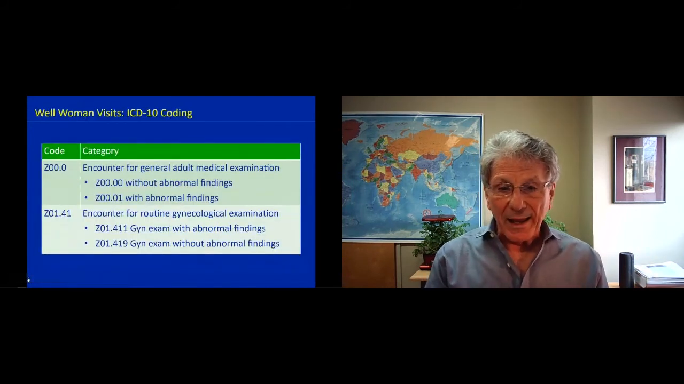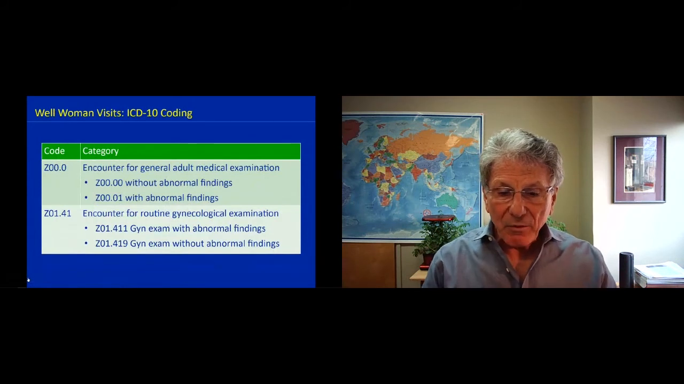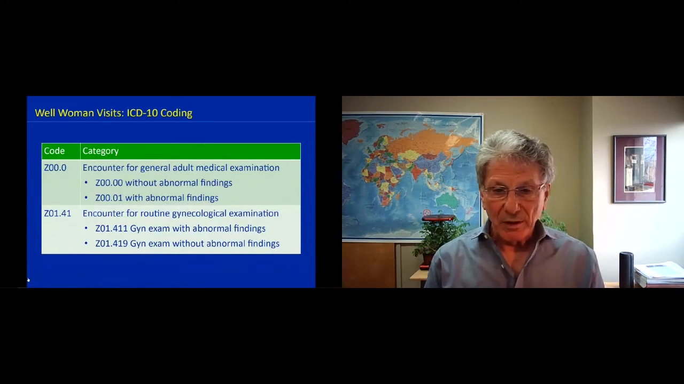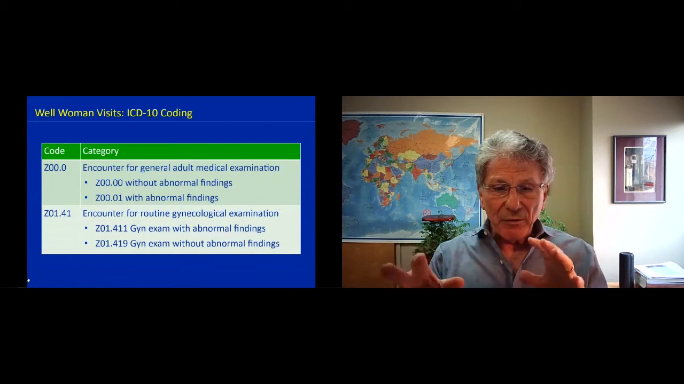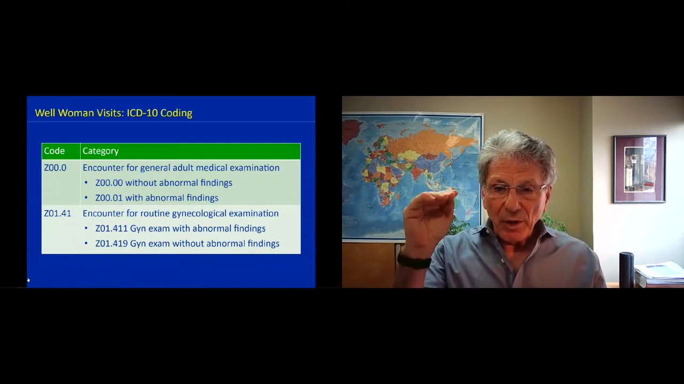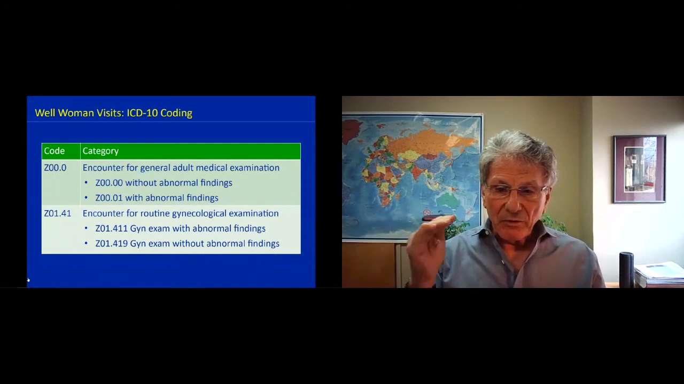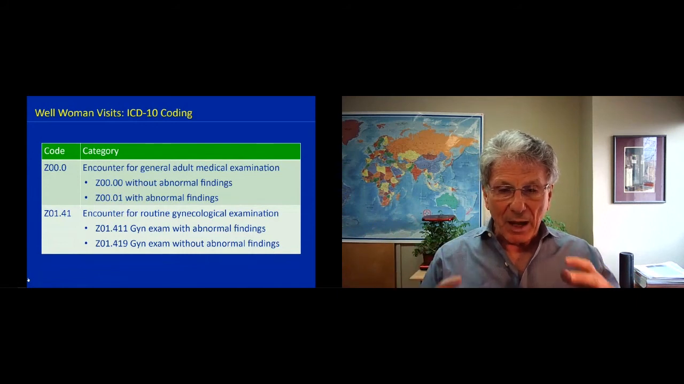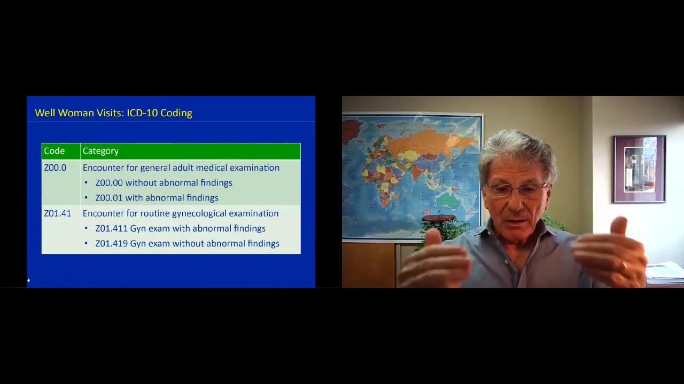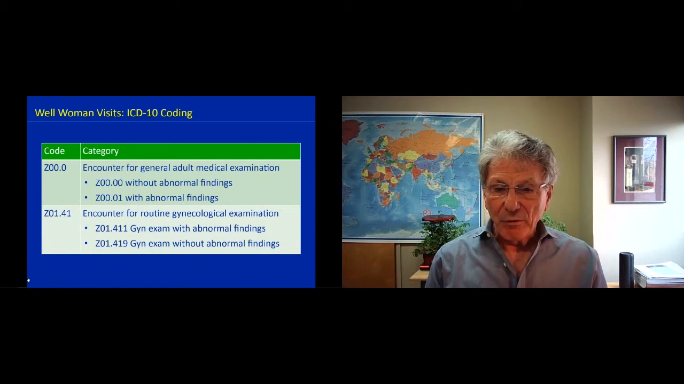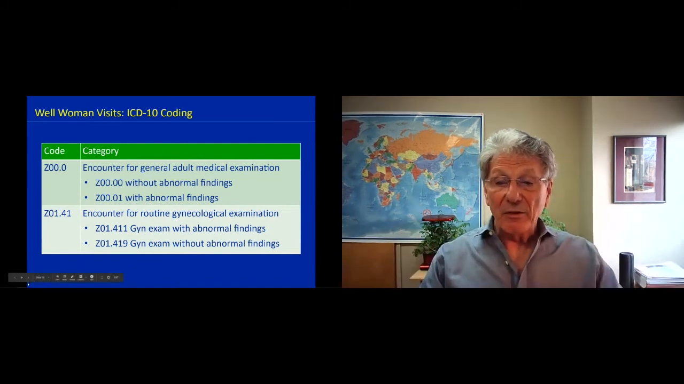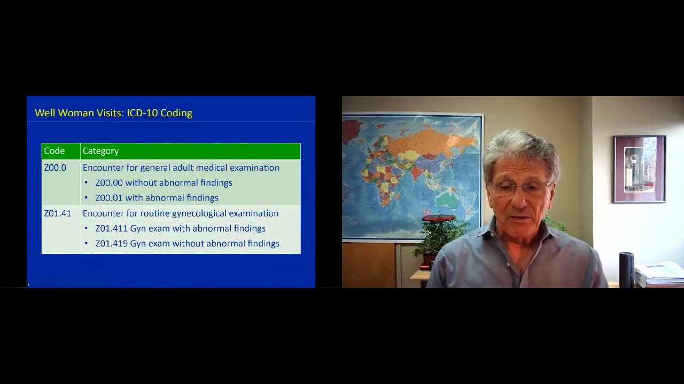All right, so, okay, now that's the what. What about the why? So what kind of code do we use for the well woman visit? And the answer is there's a difference between a general adult medical exam as opposed to a routine GYN exam. A well woman visit is down at the bottom. That's an encounter for a routine GYN exam, okay? And not a comprehensive general adult medical exam. That's what the primary care provider does. Next slide.